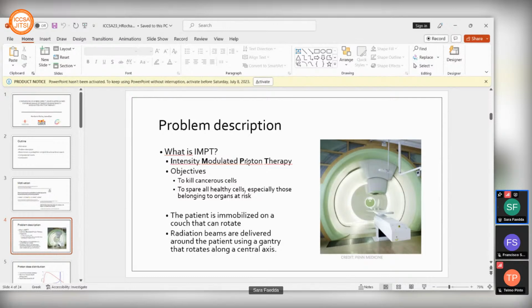This is the couch, and radiation beams are delivered by a gantry that rotates around the couch of the patient. If the couch is fixed at 0 degrees, we only have incident beams in a plane, so we have coplanar treatments. Here we will address a more complex case where the couch can move, so we have non-coplanar beams and we can irradiate the patient from almost any angle.